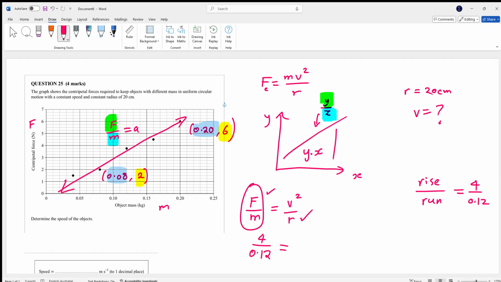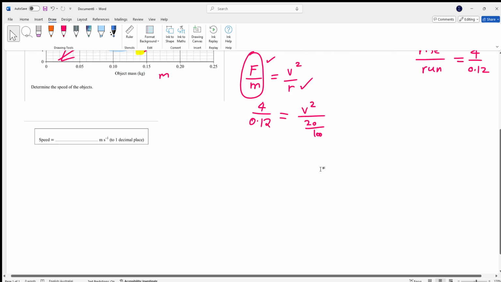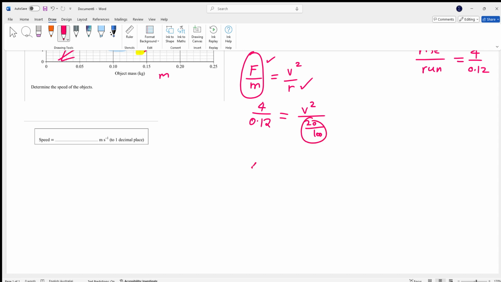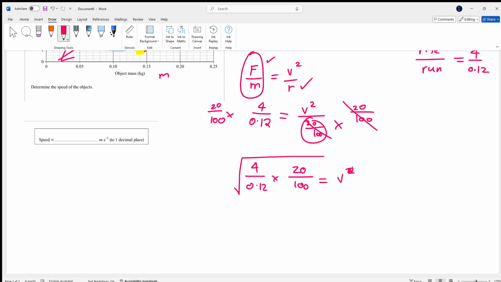The radius is 20 centimeters. In SI units that has to be in meters, so to convert it you divide by 100. So 20 over 100 gives you whatever that's going to be. So we have velocity squared over 20 over 100. Now all we have to do is rearrange to get the velocity by itself. So you multiply both sides by this. You have 4 over 0.12 times 20 over 100 equals v squared, as the 20 over 100 cancels out quite well. Therefore you just have to square root that to get the velocity by itself.